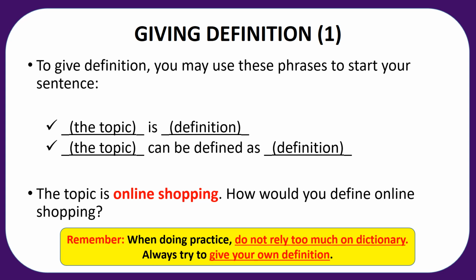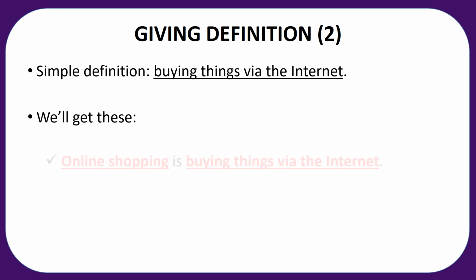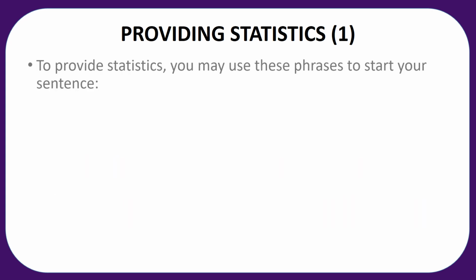Remember, when doing practice, do not rely too much on a dictionary. Always try to give your own definition, no matter how simple it is. A simple definition we can give for online shopping is buying things via the internet. So we get: online shopping is buying things via the internet, or online shopping can be defined as buying things via the internet.